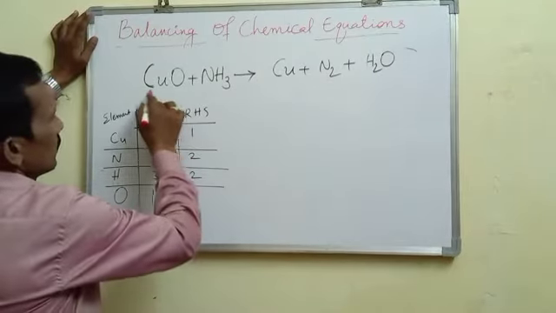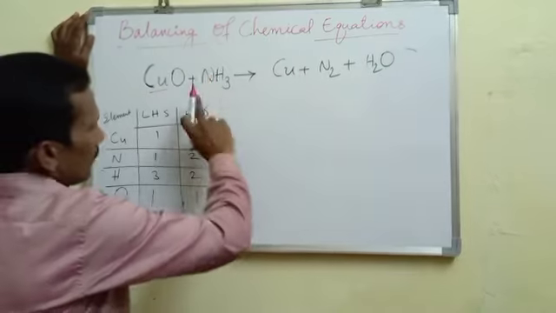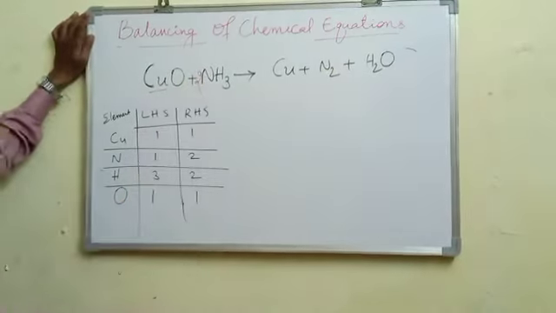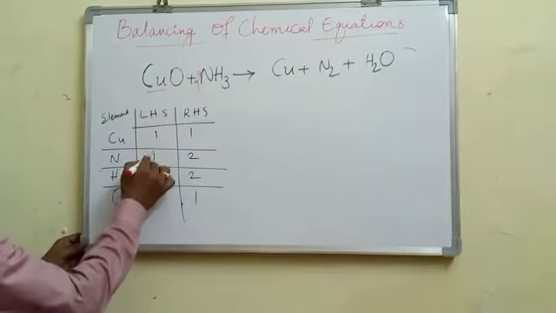metal first, here the metal is copper, and copper is balanced. Next we go for non-metal nitrogen, here 2 nitrogens are there. We simply put here 2, 2 into 1, 2 nitrogens. So nitrogens are 2 here.